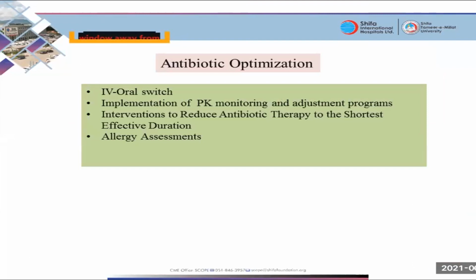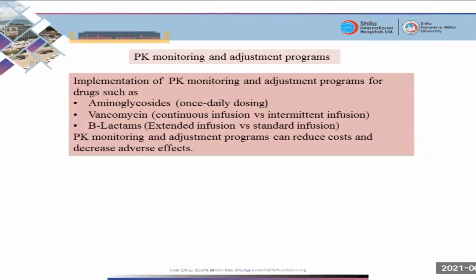Antibiotic optimization is part of the stewardship activity, and antibiotic optimization is a broad term. It includes IV to oral switch. It includes implementation of the pharmacokinetic monitoring and adjustment programs, or interventions to reduce the duration of the antibiotics. It can also include the allergy assessments. So I would discuss all of these strategies in detail.